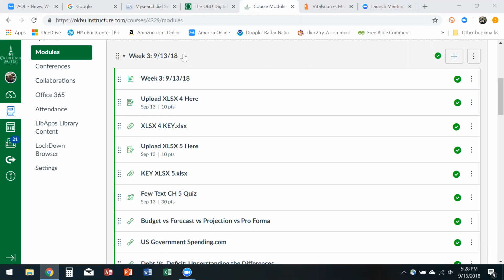Now, last week on Thursday the 13th, we covered XLS 4 and 5, and we talked about the techniques there that we were working with. We were working with a pro forma, a template, and we were doing some work with the balance sheet and the income statements.